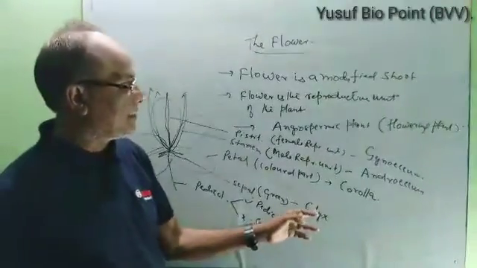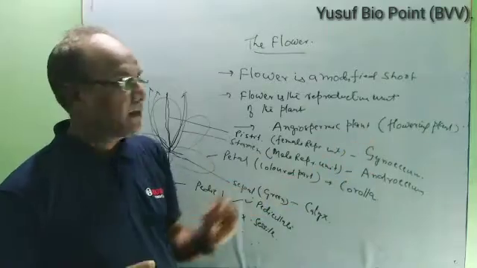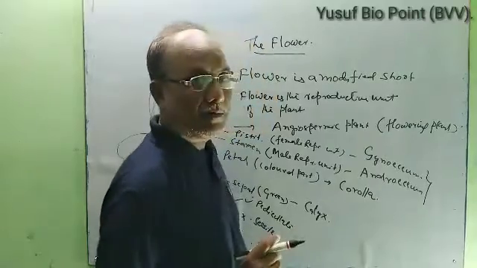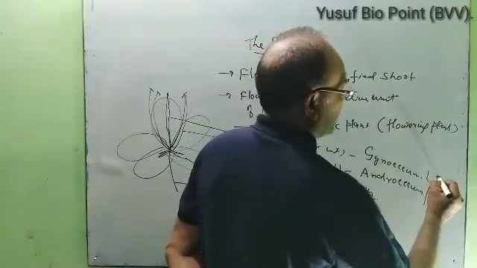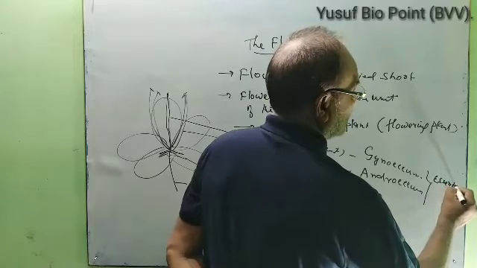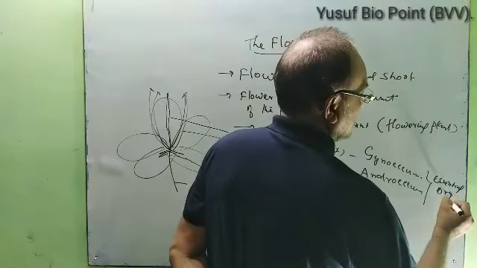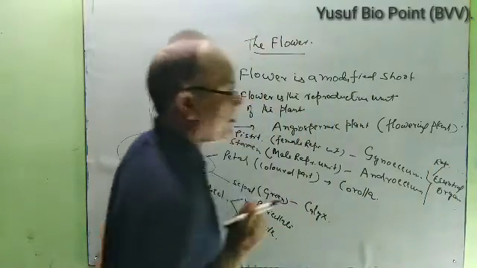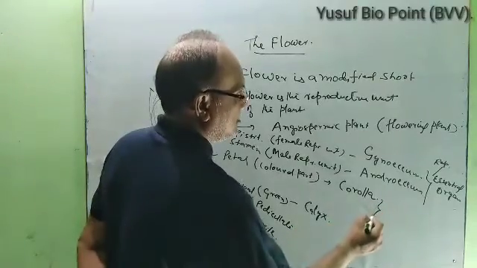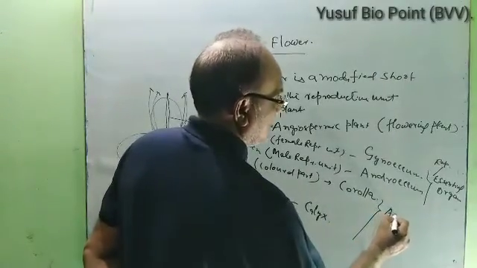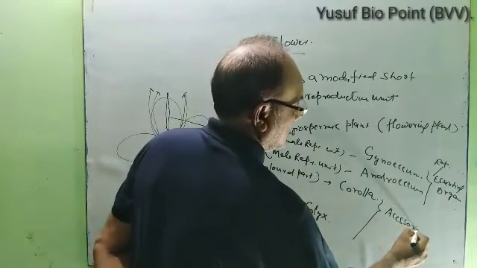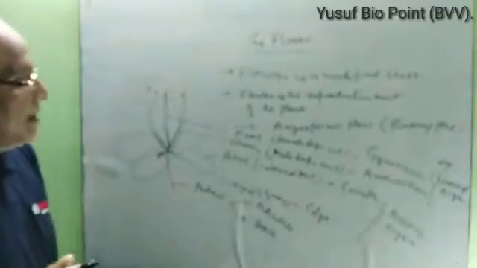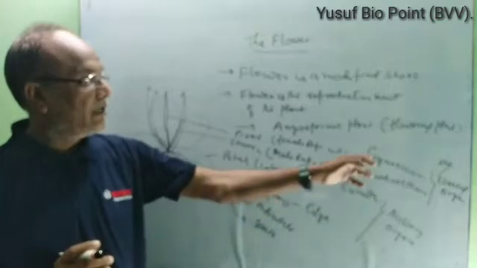So the four main parts: calyx, corolla, androecium, and gynoecium, in which these two, that is androecium and gynoecium, are essential organs. They are also called reproductive organs, and these two are called accessory organs.